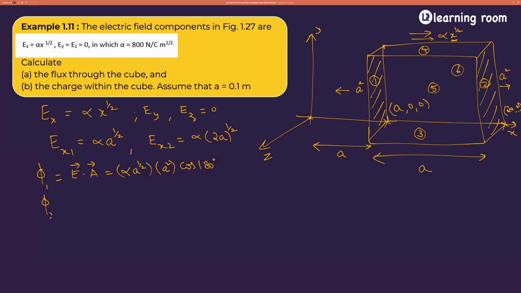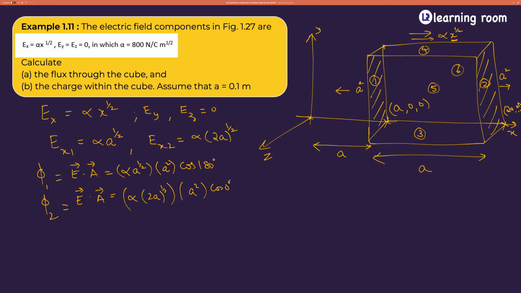Similarly, what is going to be the flux through the second face? If I use the same formula, E vector dot A vector, how much is it going to be? It's going to be alpha into 2A raised to the power half multiplied with the same A square, but it is going to be cos 0. So remember, wherever you have cos 180, the final answer will be negative.